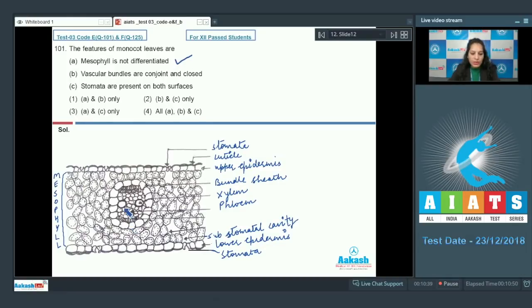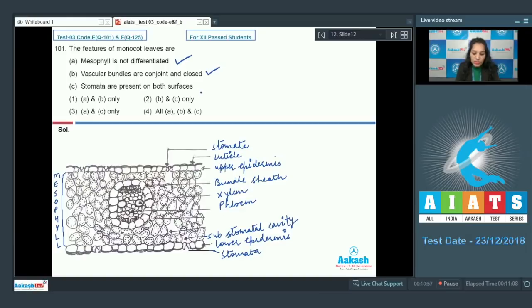B statement, vascular bundles are conjoined and closed. Yes, these are the vascular bundles in the leaf and they are conjoined as xylem and phloem are present together, and closed as cambium is absent. Leaves cannot show secondary growth, so they are closed for the secondary growth. So this statement is also correct.